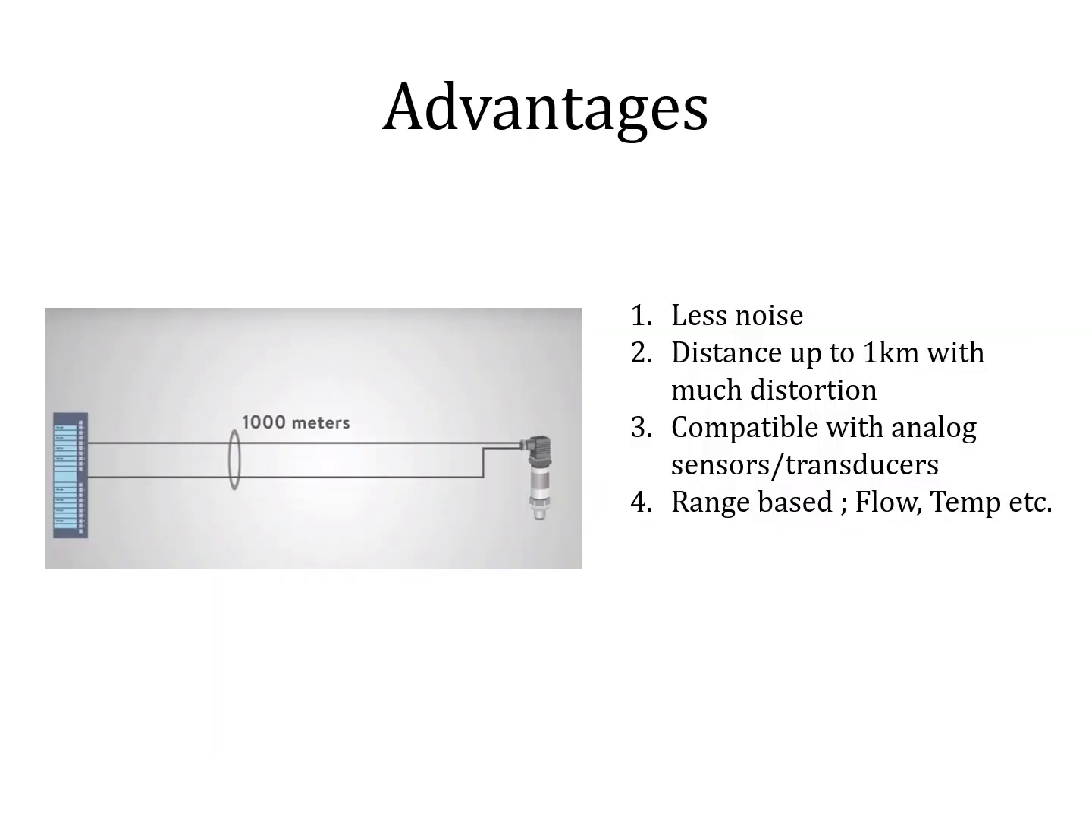Now, there are some advantages of this loop. Very little noise is there because we are using current as a signal. It can transmit the data up to 1 kilometer. It is compatible with most transducers. And all the transmitters or transducers, whether flow or temperature, convert their values into the same range of 4 to 20 milliamps.